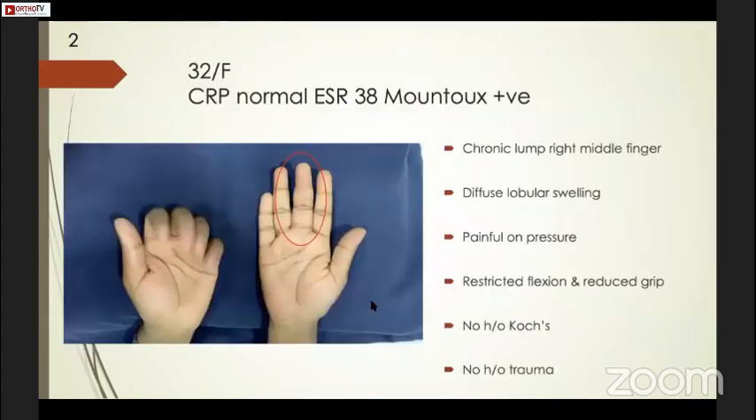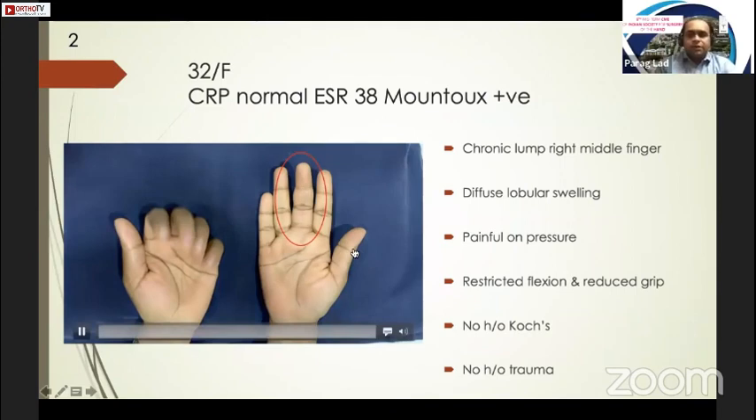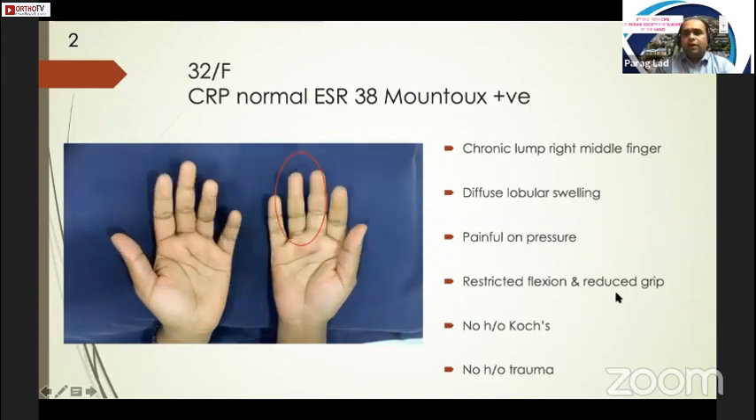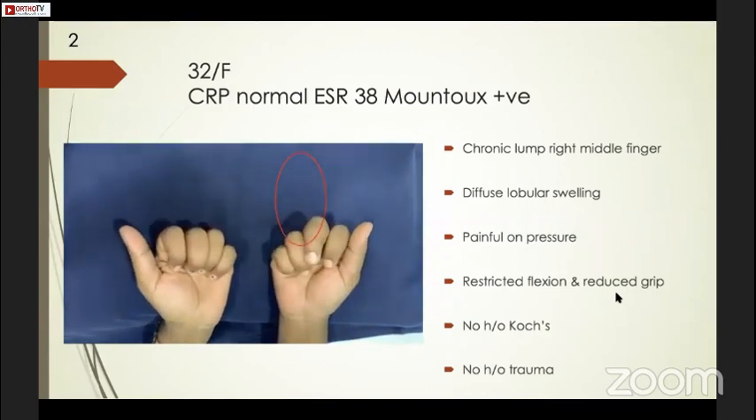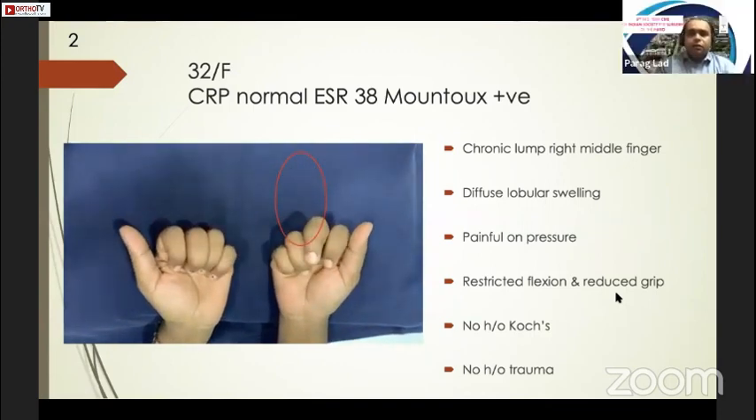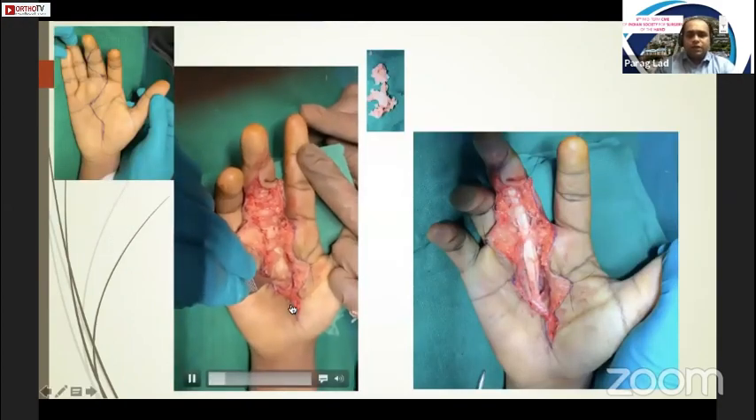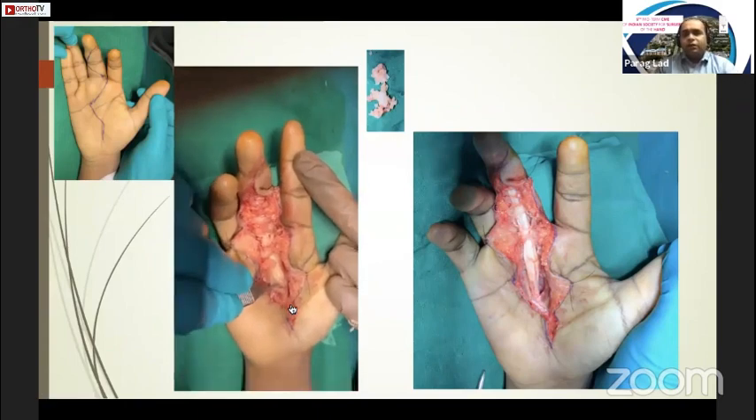Apart from infection, now let us consider one more case where this patient had a diffuse lobular swelling along the full length of the middle finger. Functionally she was better, but there was localized tenderness and there was no other history. In this case we had done an MRI because the swelling was right from the FDP insertion to the palm. In the MRI, the black shadow is suggestive of tendon and the white shadow is suggestive of an extensive hyperintense lesion. When we did an exploration, we could see an extensive flexor tenosynovitis.